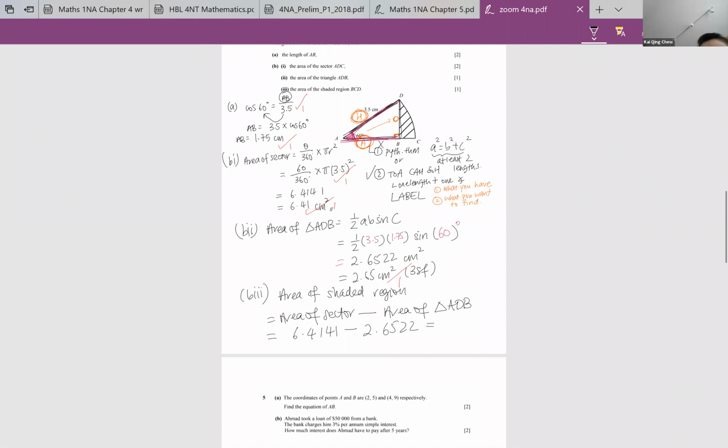Okay, so for accuracy, take at least 4 decimal places. Okay, so 6.4141 minus 2.6522 is 3.76. I'm just gonna leave it as 3SF because this is my final answer already. I can just give my final answer straight. And this again is 1 mark.